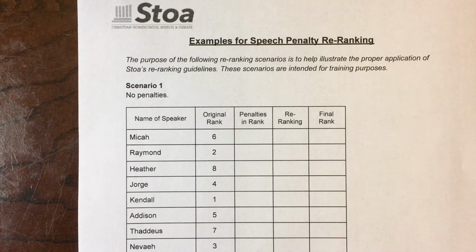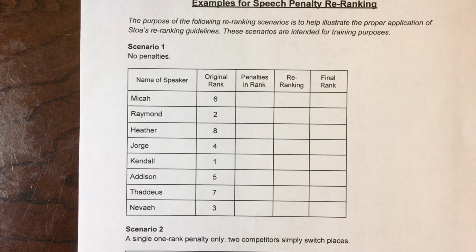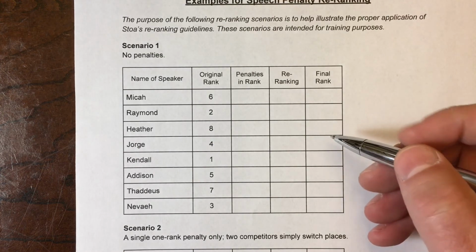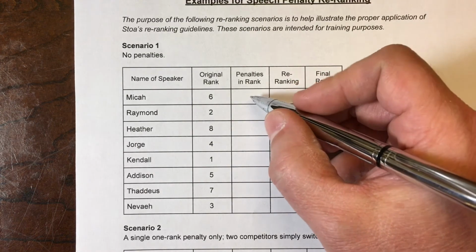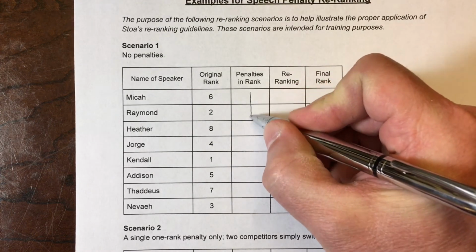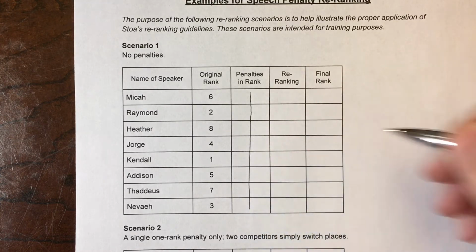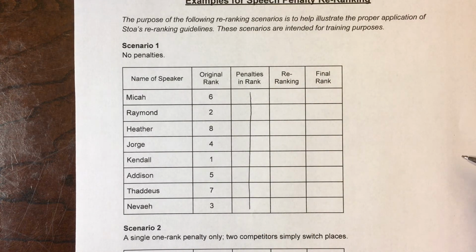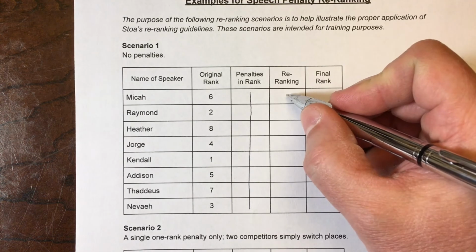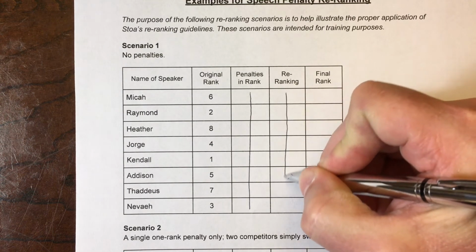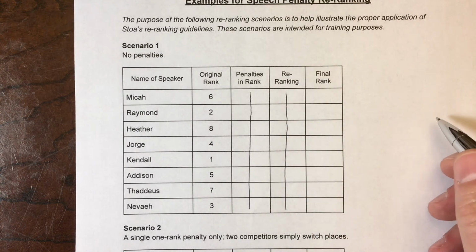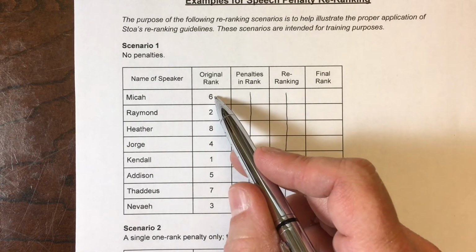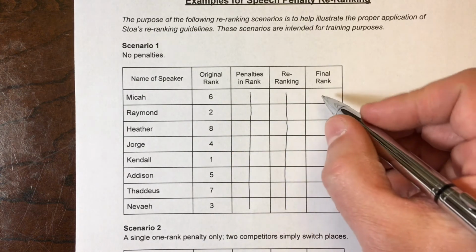The first scenario we're going to take a look at is a simple scenario in which there are no penalties at all. So, since there are no penalties, I recommend that the judge go ahead and put a line down through the penalties in rank column to show that there were in fact no penalties and it wasn't a mistake. And since there are no penalties, there will be no re-ranking. Let's draw a line through that as well. And then it's easy. We just transfer the original rank over to the final rank column and we're done.